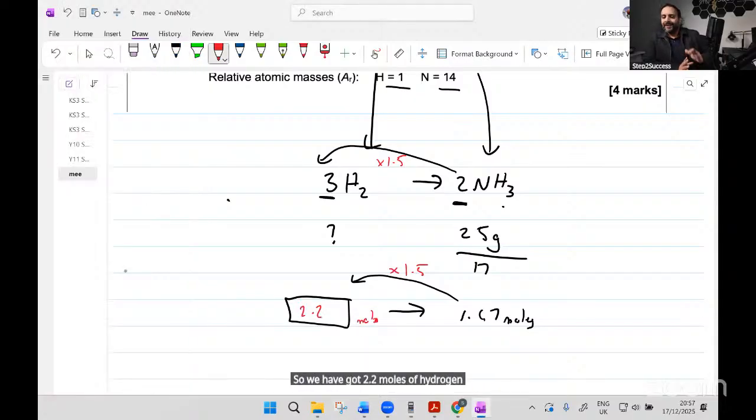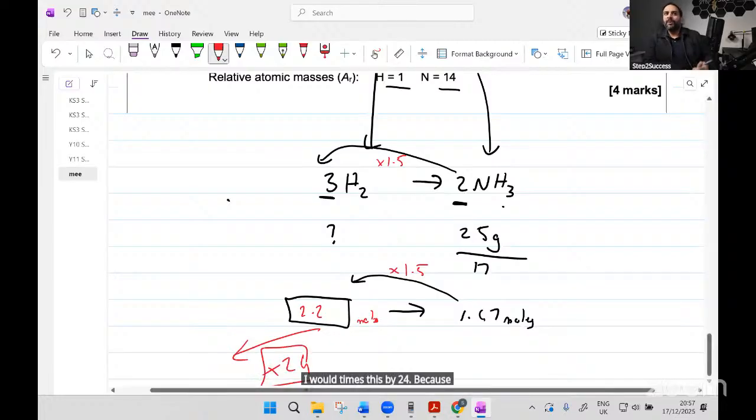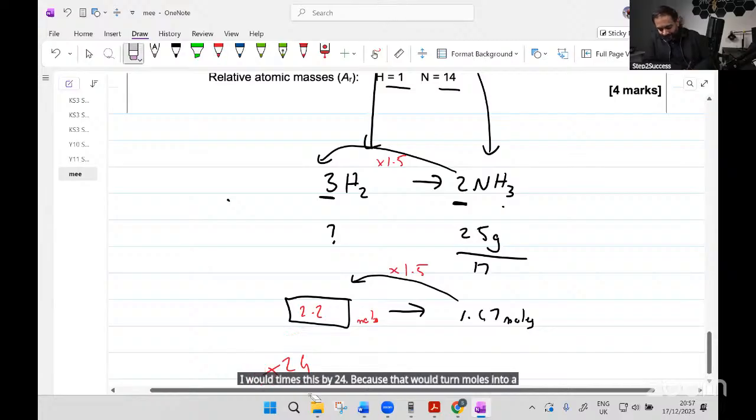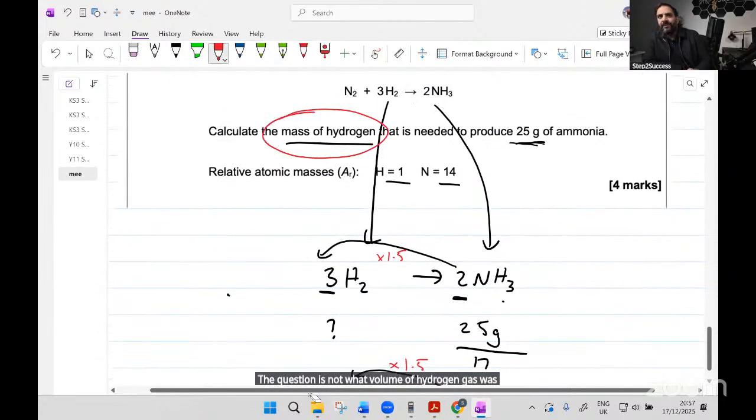Now, just to be clear, there are two ways that I could go here, depending on the question. Again, it's important to be adaptable. If the question had said, what is the volume of hydrogen gas produced? I would times this by 24, because that would turn moles into a volume. The question is not what volume of hydrogen gas was produced, it says what mass of hydrogen was produced.